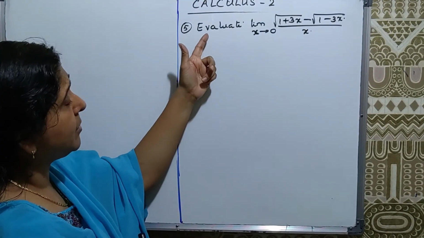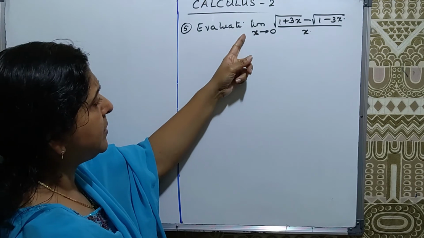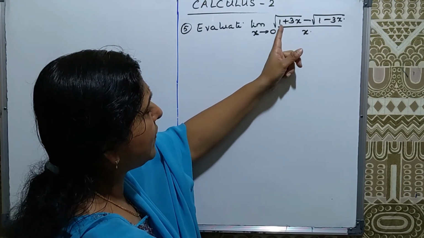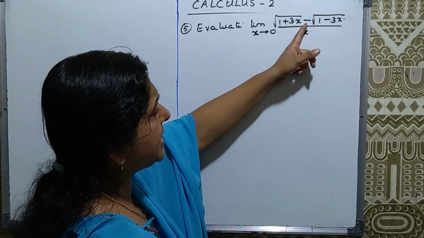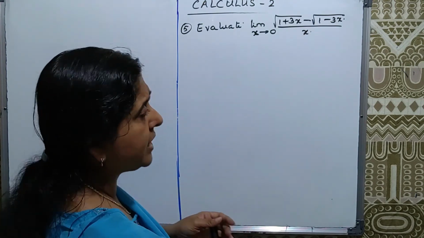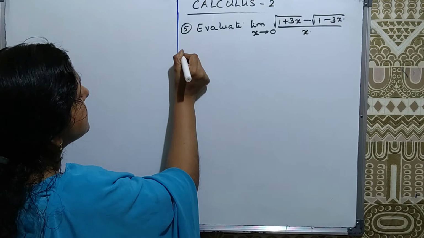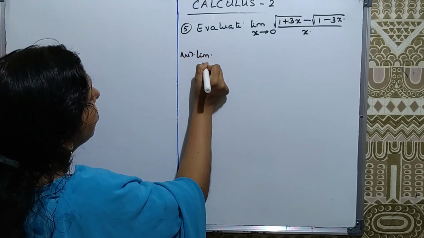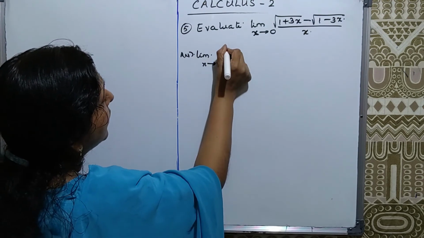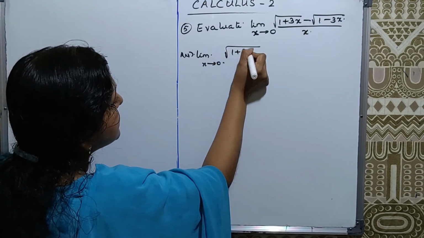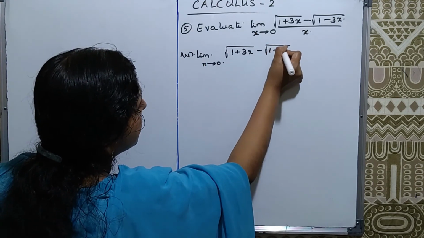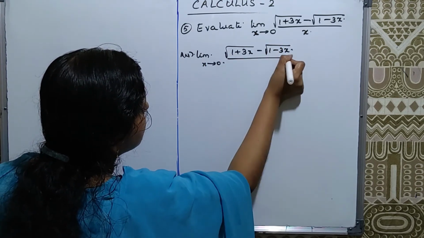Now we'll do question number 5. Evaluate the limit as x tends to 0 of (root of 1 plus 3x minus root of 1 minus 3x) divided by x. So in the answer part we'll write limit x tends to 0 root of 1 plus 3x minus root of 1 minus 3x all divided by x.